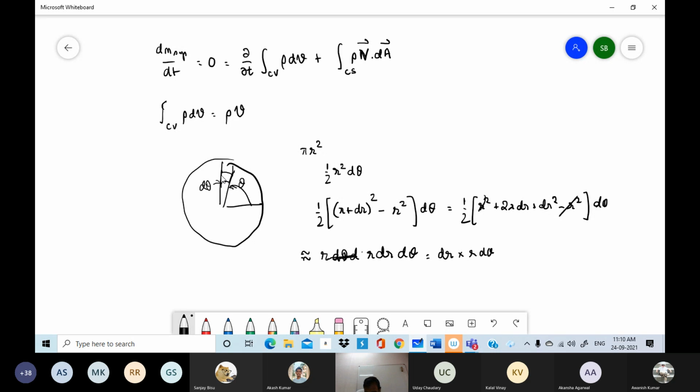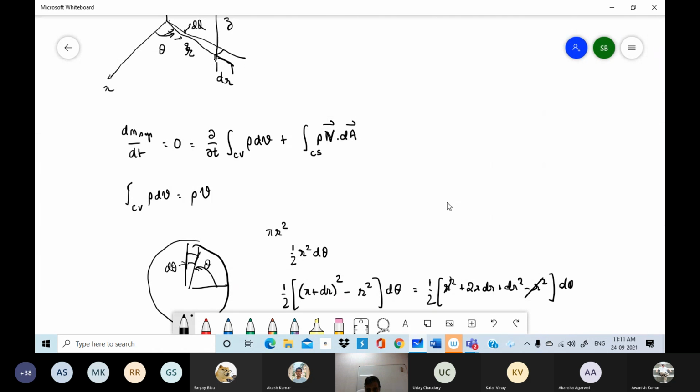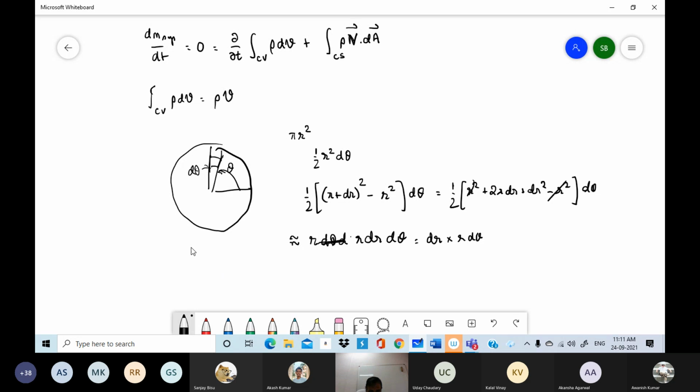And the variation in r is of higher order and therefore can be neglected in the limit dr tending to 0. So this area is r dr d theta, and therefore the volume of this element would be this base area into the height. So the volume here would be r dr d theta into dz.